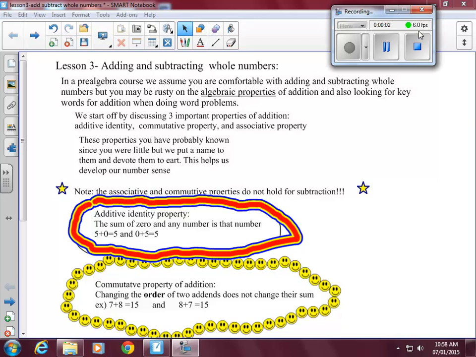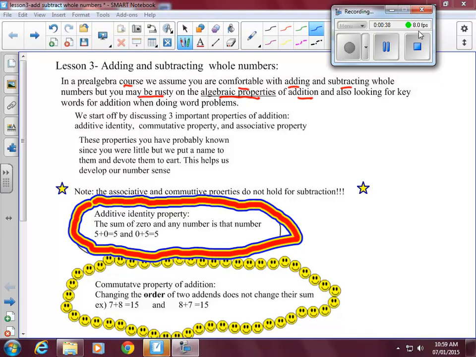Okay, welcome back. Moving right along, lesson 3, adding and subtracting whole numbers. So in a pre-algebra course, I assume that you're comfortable with adding and subtracting whole numbers, but what you may not be comfortable with, or you may be rusty on, is the algebraic properties of addition and subtraction. Meaning what? Do you have memorized the commutative, the associative, and the additive identity properties? Most people will say no, but it's actually something simple that you've known since you were little, but we're putting a name to it.